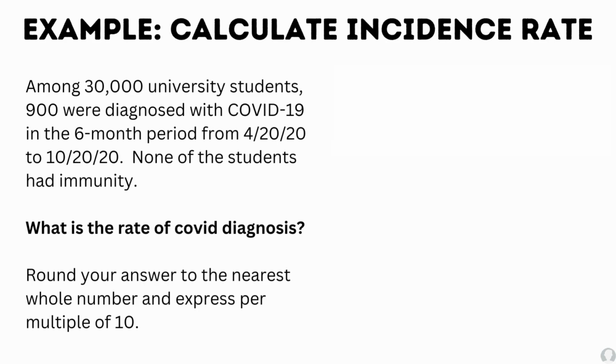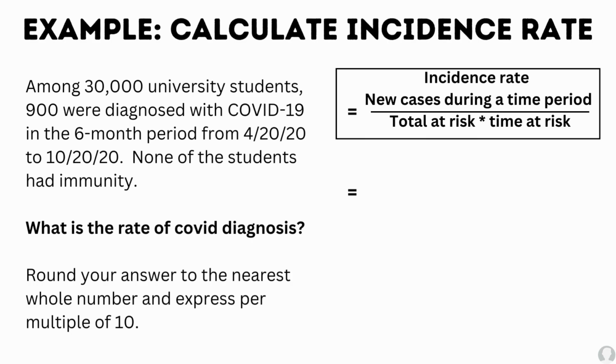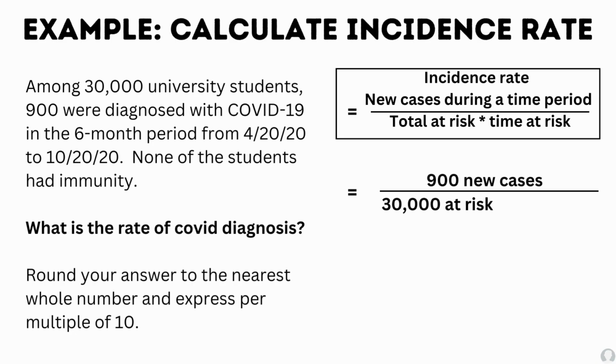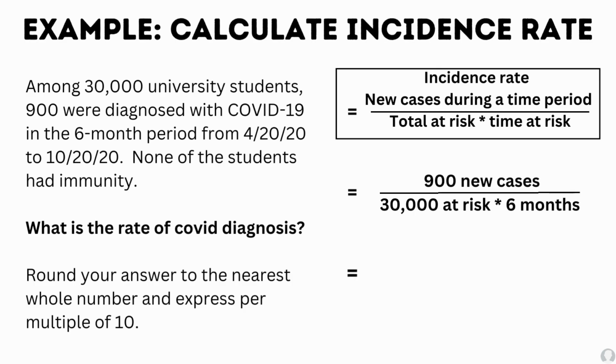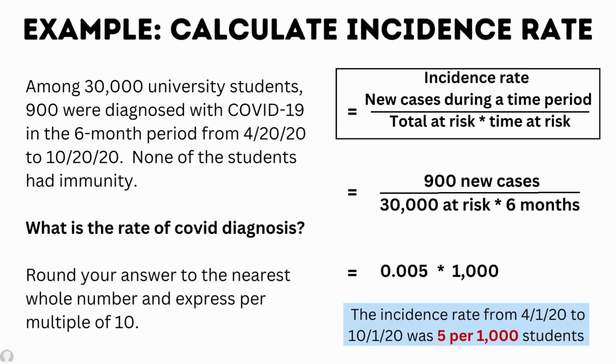Let's start with the formula for incidence rate. Let's plug in the numerator, which would be the 900 new COVID cases that occurred in the 6-month time period. Now let's plug in the number at risk at the start of the time period, which was 30,000. Finally, let's plug in the time period, which was 6 months. This gives us an incidence rate of 0.005. Now we need to round it to the nearest whole number and express per multiple of 10. 5 is the nearest whole number, which means we need to multiply by 1,000 to move our decimal over 3 places to the right. This gives us a final answer of 5 per 1,000.